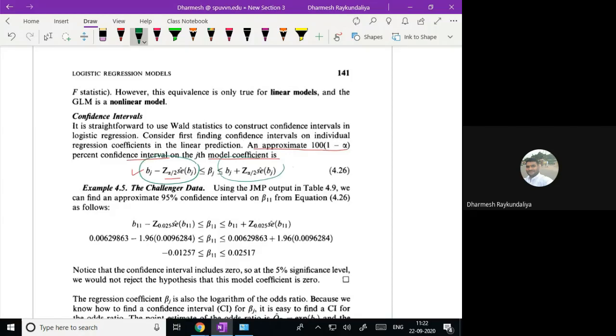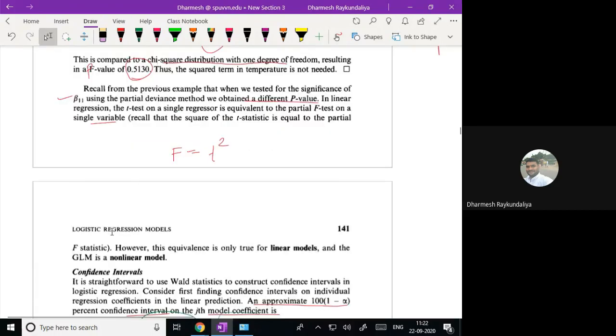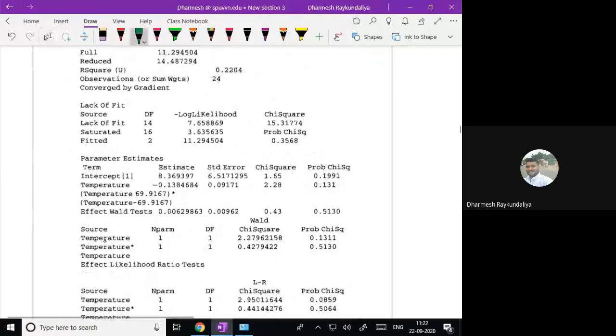So let us go with the output they have given about the beta 1 1. That means, does the quadratic term have an impact or not. I will show you that Table 4.9, the output they have given in JMP. This is the intercept beta 0. This is the x they have taken.